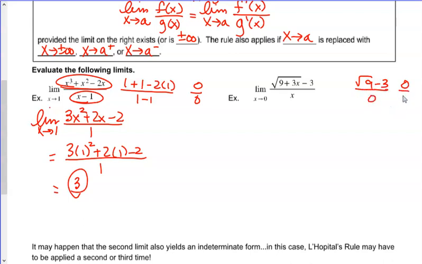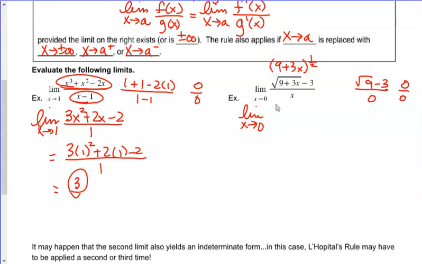All over 0, so I do have a 0 over 0 case. I'm going to take the derivative of the top and the derivative of the bottom. So the limit as x goes to 0 of, now you may want to write this as 9 plus 3x to the 1/2 just so that you have that. So we can do a chain rule on the top.